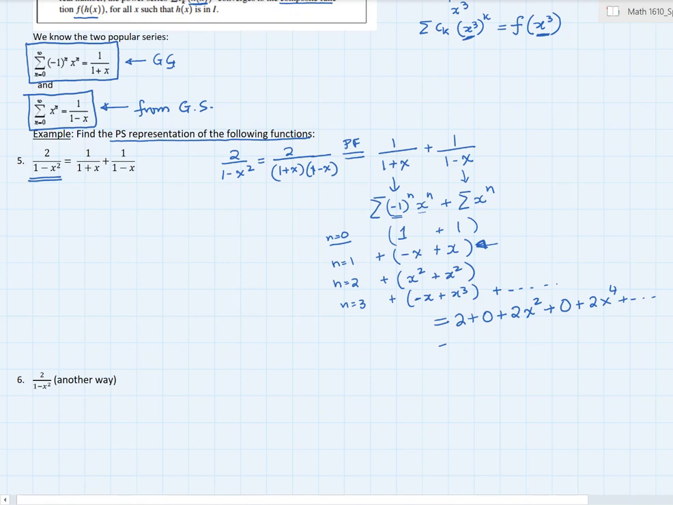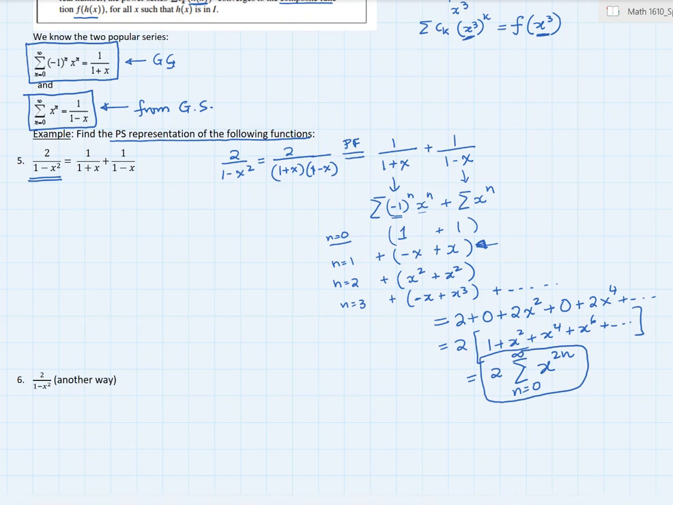So what I have here is, I can factor out 2, and I get 1 plus x squared plus x to the power 4 plus x to the power 6, and so on. So this can be written as 2 times the summation of x to the power 2n, n going from 0 to infinity. So this is the answer if you go and do it this way.